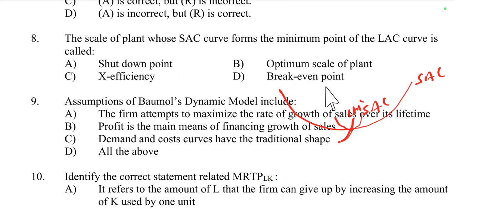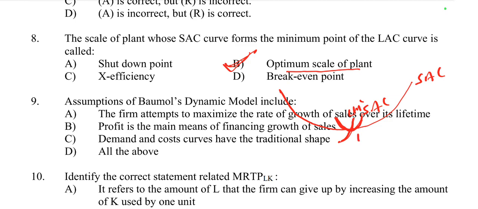Optimum scale of plant, X-efficiency, break even point. Yes, it is called the optimum scale of plant because it produces at the minimum point of the LAC. The optimum scale of plant refers to the scale of production at which the short run average cost curve, or SAC curve, reaches its minimum and coincides with the minimum point of the LAC.